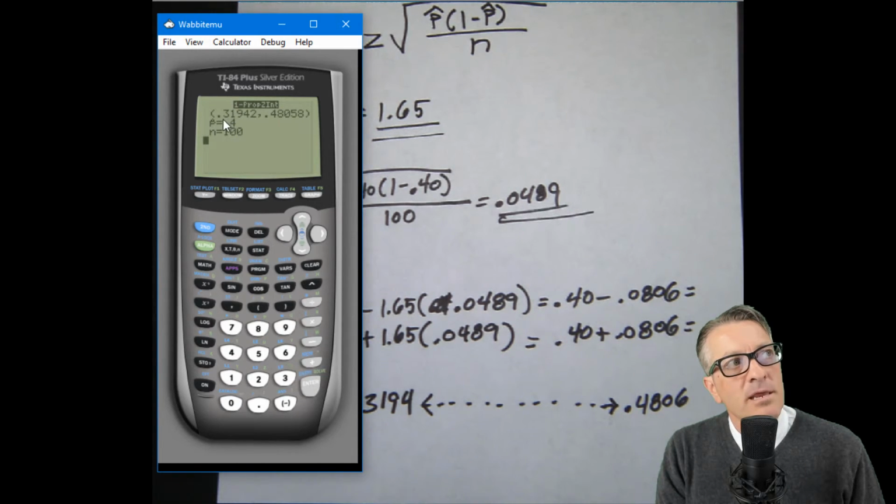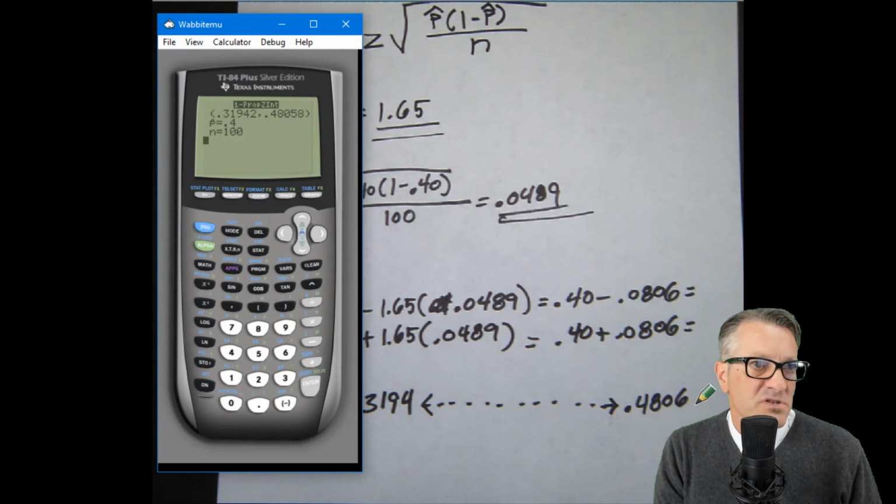Calculate, and we end up getting our low and our high. So 0.3194, which is correct, and 0.4805. Our calculation was 0.4806. So the calculator is always a little bit more precise.